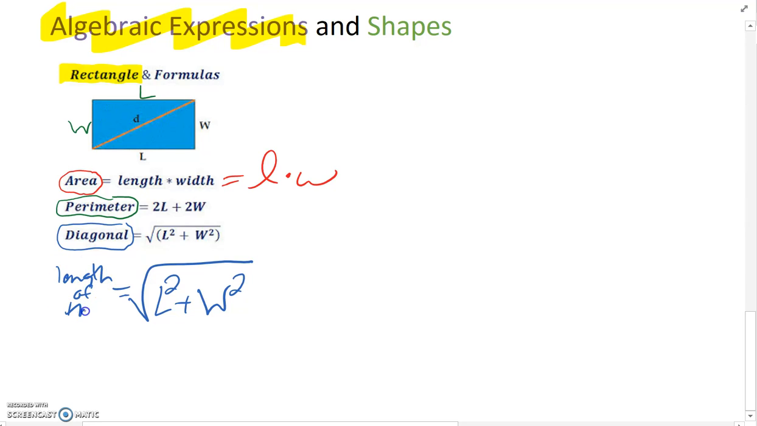Length of the, I'll just put D. Length of the D, length of the diagonal. So there you go. That's the reason why we are understanding and learning about algebraic expressions.